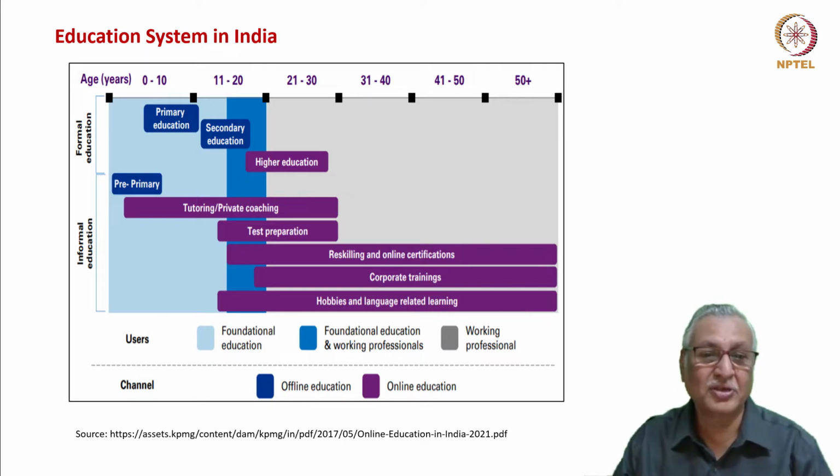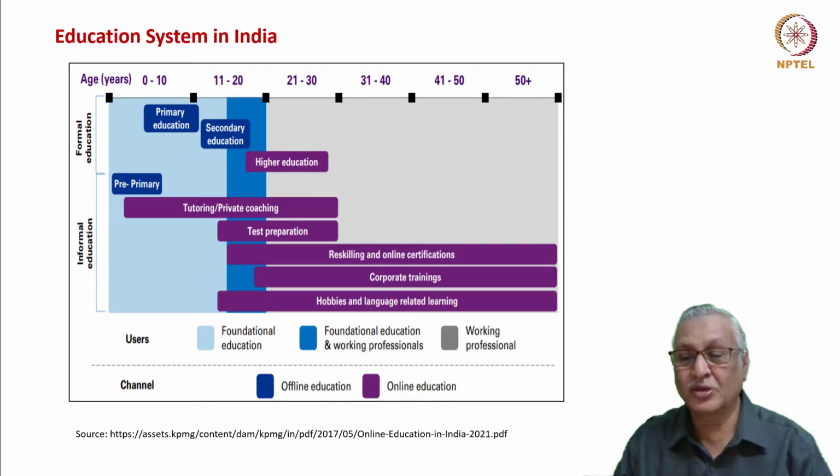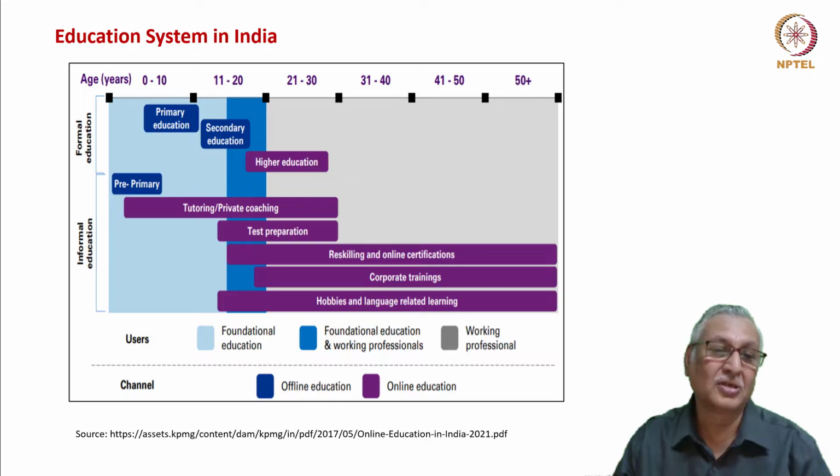Straddling these four phases, we have tutoring, private coaching, test preparation, reskilling and online certifications, corporate trainings, hobbies and language related learning. We have users who subscribe to foundational education requirements. We have working professionals who would like to have foundational education, and we have pure working professionals who are working already and would like to update their skills. And there are two types of education: offline education and online education. The education itself can be categorized into formal education and informal education.